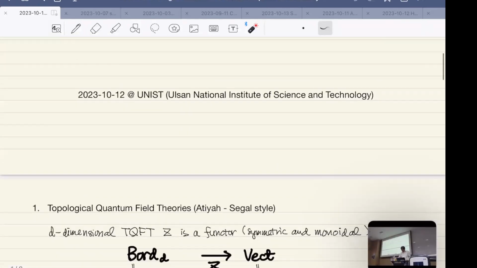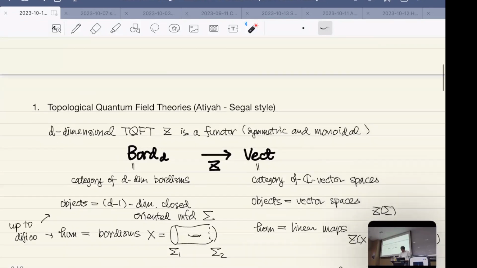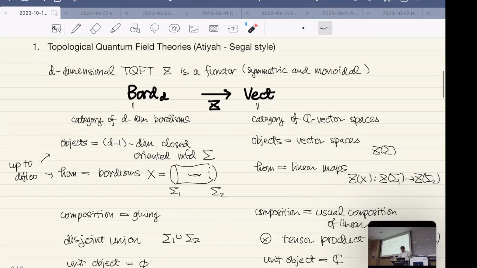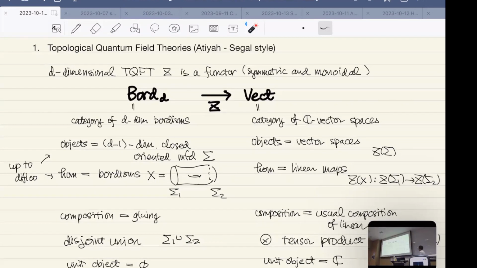Okay, I first recall the notion of topological quantum field theory, introduced by Atiyah and Segal. So they somehow axiomatized the quantum field theory. Topological means that the quantum field theory depends only on the smooth structure, not depending on the metric. So they formulate topological quantum field theory as a functor.